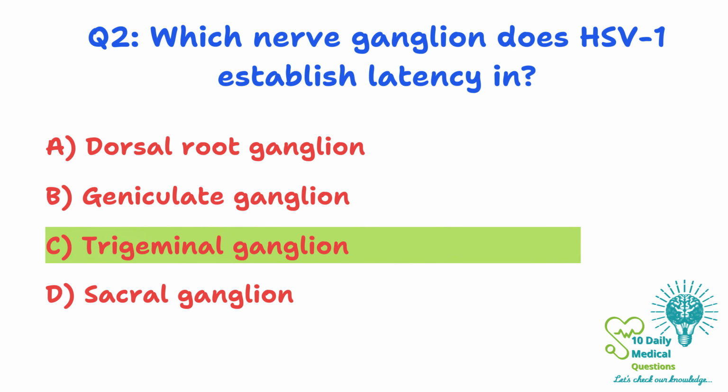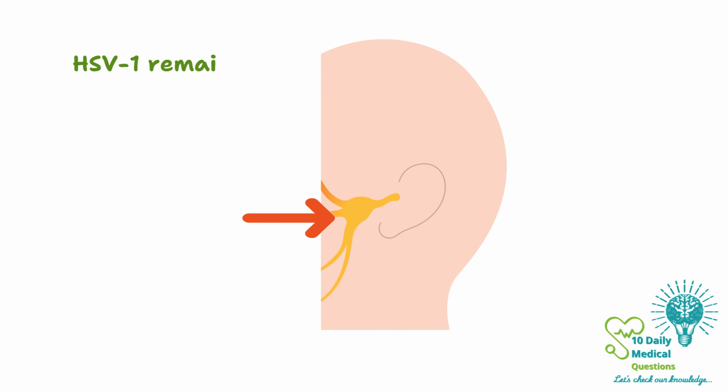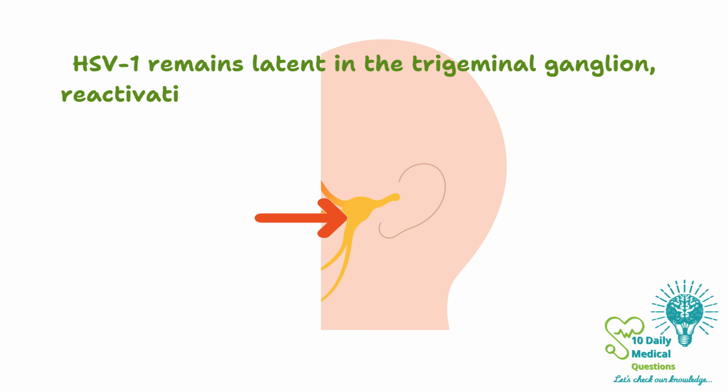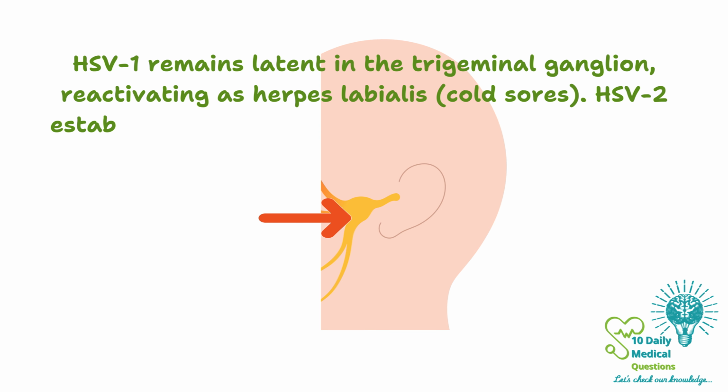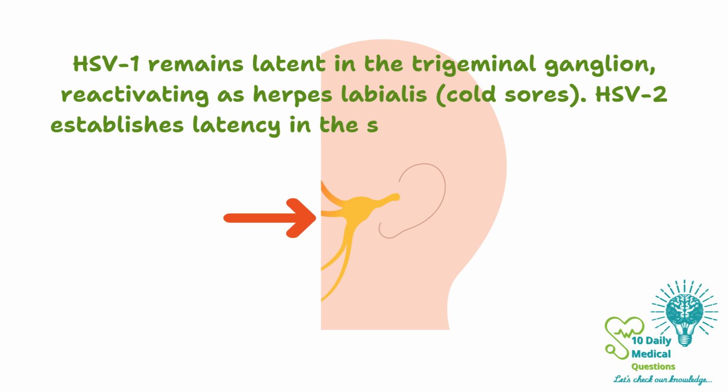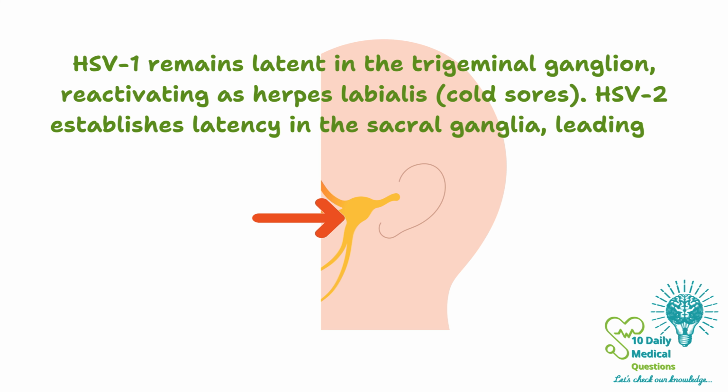Trigeminal ganglion. HSV-1 remains latent in the trigeminal ganglion, reactivates as herpes labialis or cold sores. HSV-2 establishes latency in the sacral ganglia, leading to genital herpes recurrences.